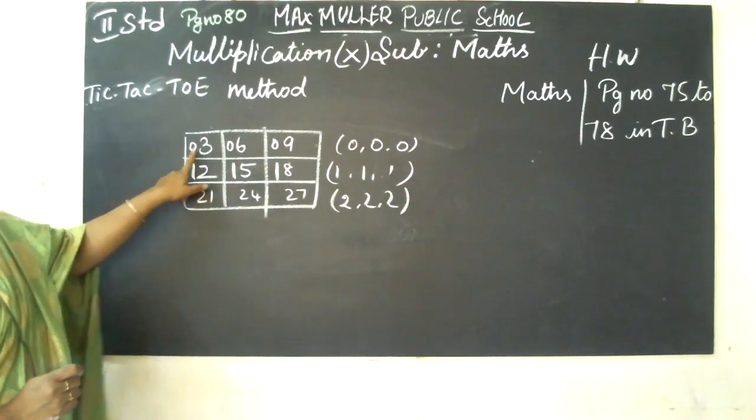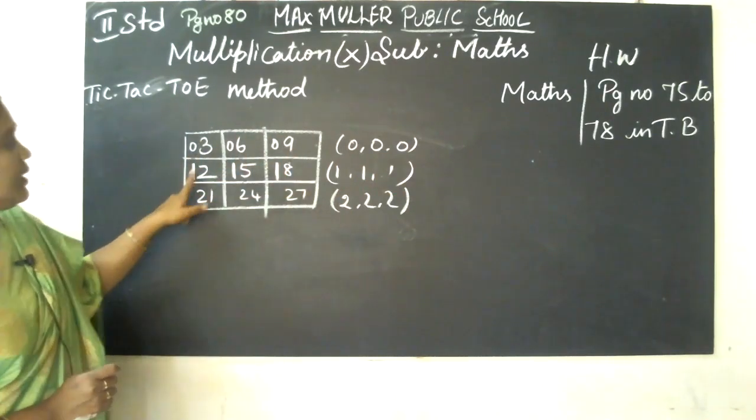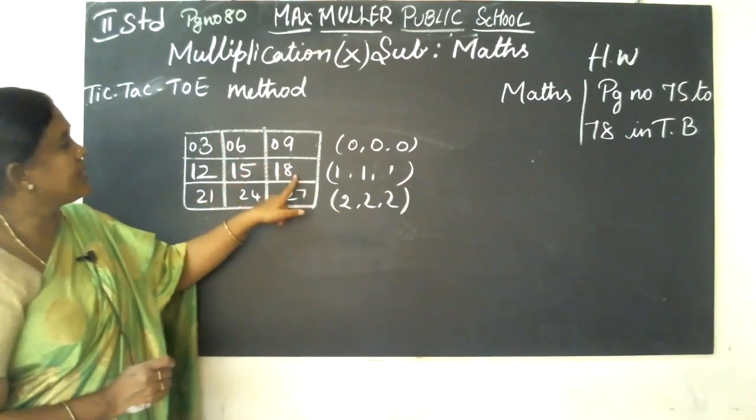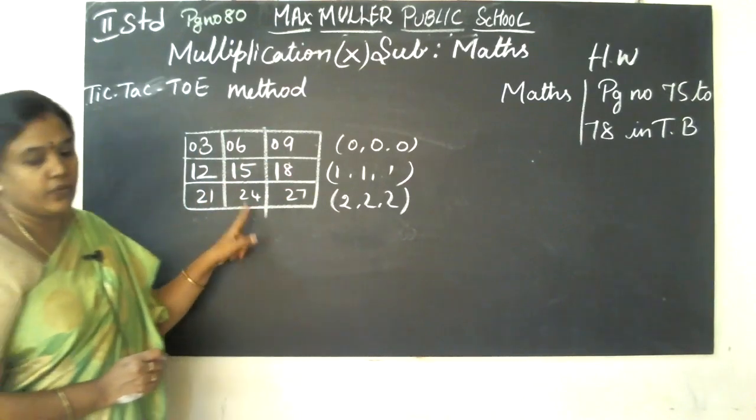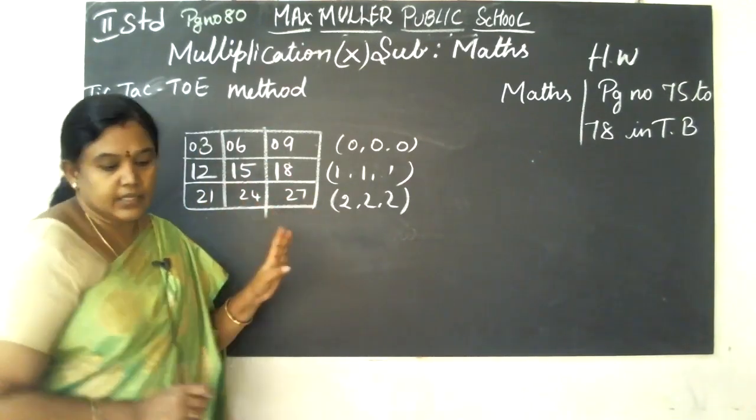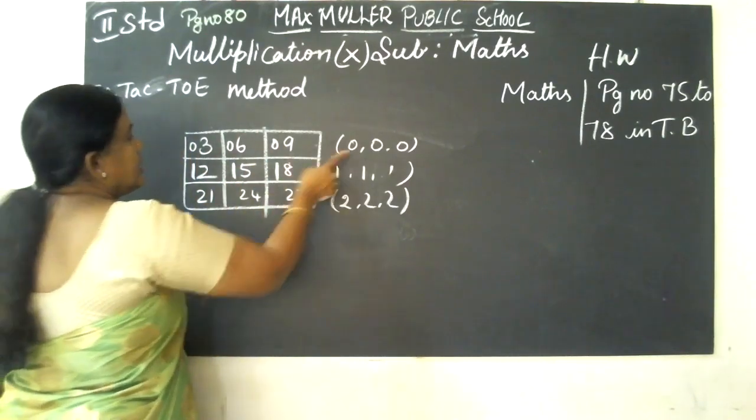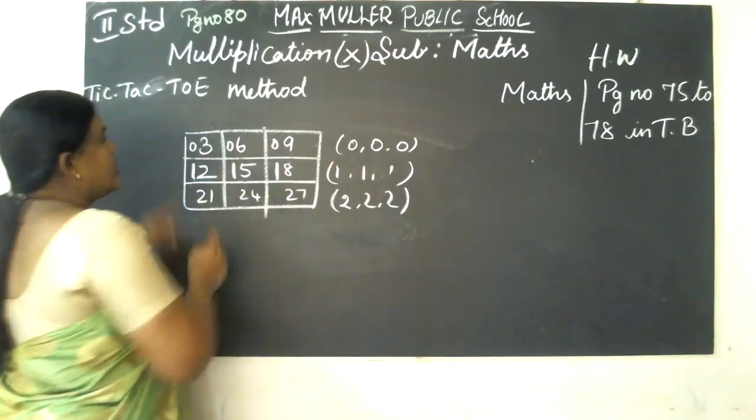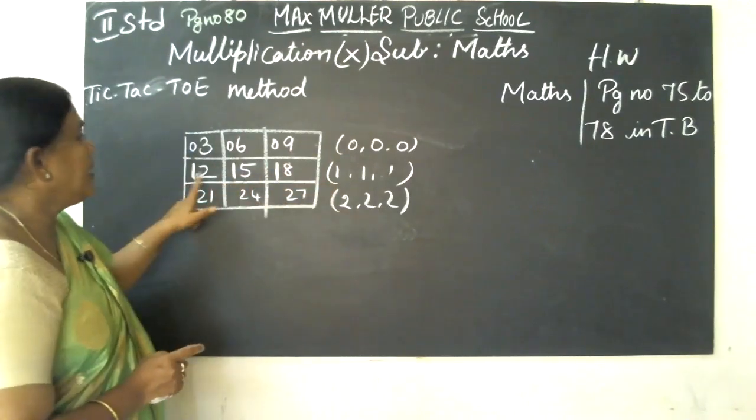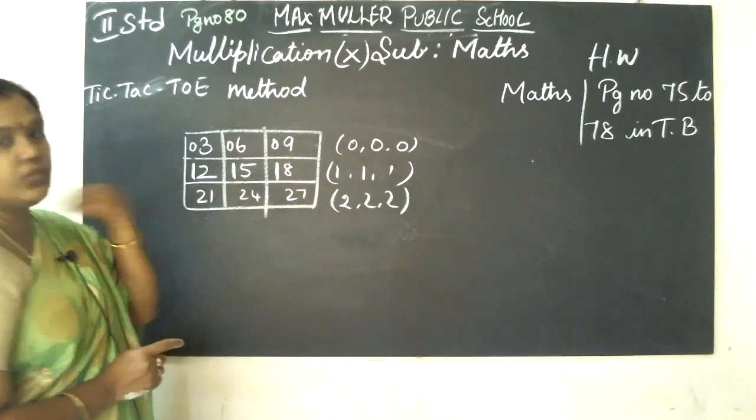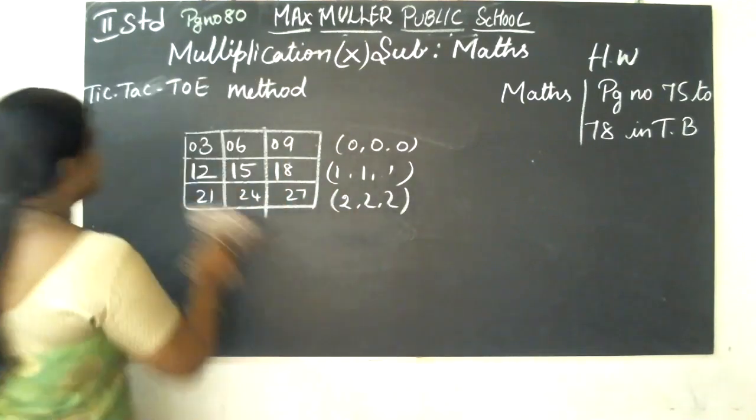3 ones are 3, 3 twos are 6, 3 threes are 9, 3 fours are 12, 3 fives are 15, 3 sixes are 18, 3 sevens are 21, 3 eights are 24, 3 nines are 27. Like that, an easy way to learn. First you write the numbers. In the first column, before the digit you write 0. Second column, before the digit you write 1. Third column, before the digit you write 2, children. Now we will go to the 6 table.